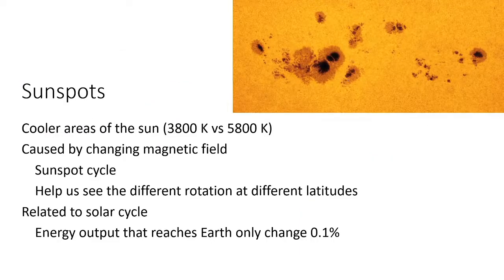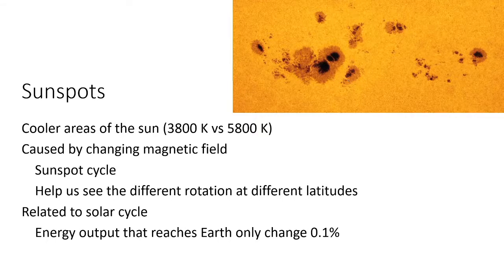You may have heard of sunspots. These are actually cooler areas of the sun. Now, cooler is a relative term. Those cool areas of the sun are still 3,800 Kelvin versus normally about 5,800 Kelvin. Now, as we said, it's caused because the sun actually has a magnetic cycle, a sunspot cycle.